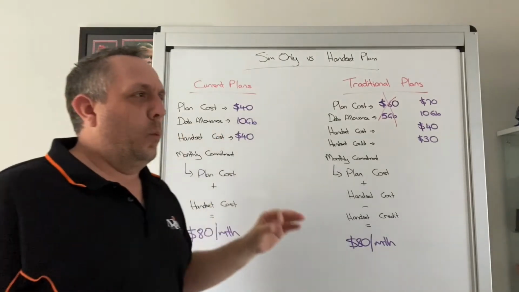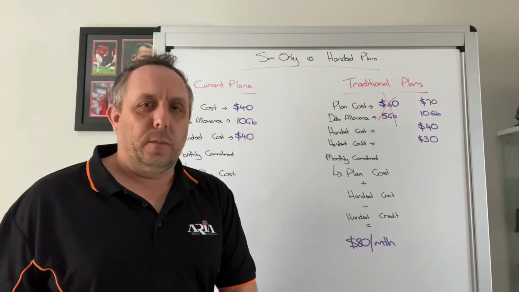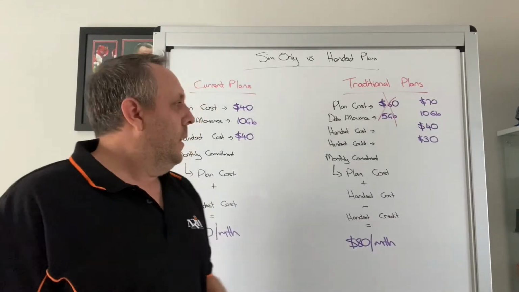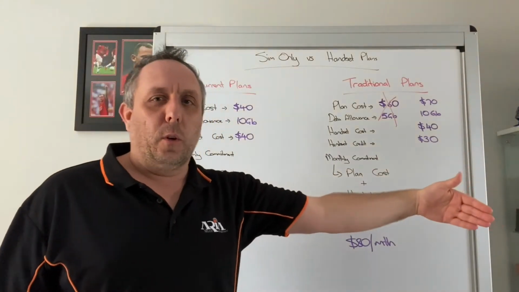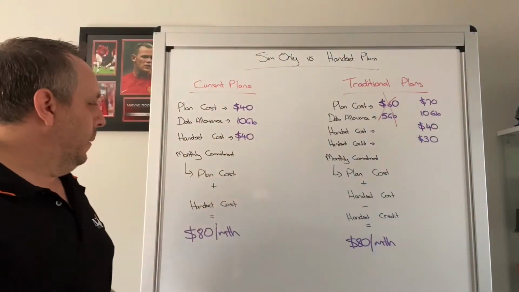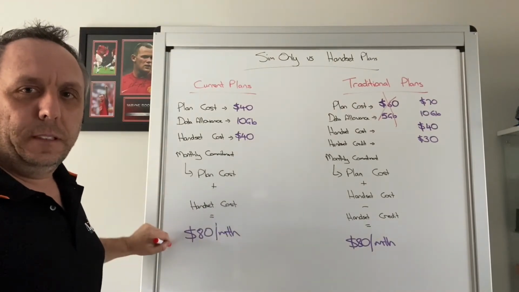So if for whatever reason you need to pay out that contract or the service needs to be disconnected or what have you, all you're paying out is the $40 a month times however many months you've got to go, right? And this is where the difference comes in, is the monthly commitment is the plan cost plus the handset cost, is your $80 a month.